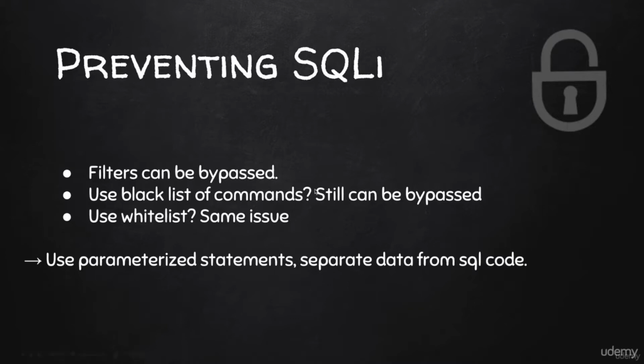Some programmers use a blacklist, so for example, they prevent the use of union, they prevent the use of insert and stuff like that. Again, it's not 100% secure, it can be bypassed. Using a whitelist has exactly the same issues as the blacklist. The best way to do it is to program your web application in a way that it does not allow code to be injected into it and then executed.